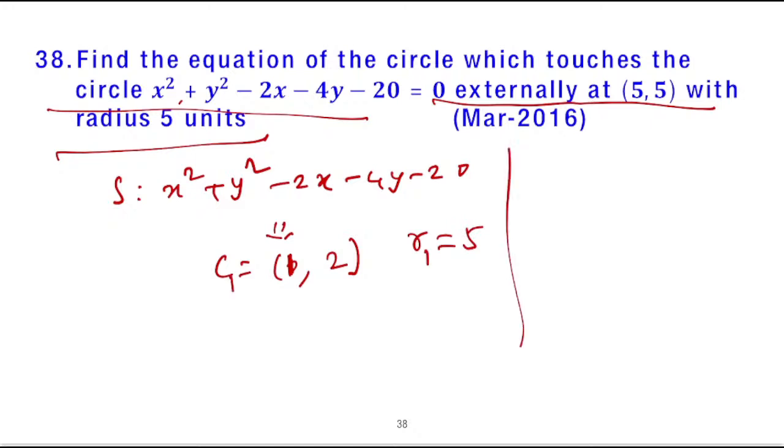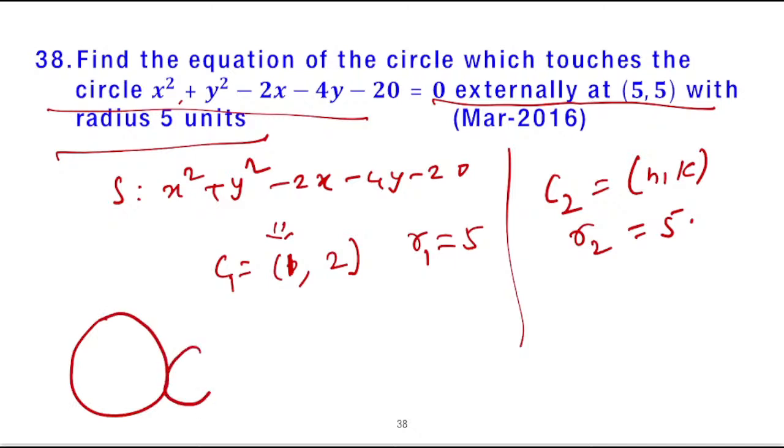Now I have another circle whose center we don't know, assume it is some h comma k, and the radius they gave is 5 units. So what's the meaning of it? Two circles are touching like this. C1, C2, R1, R2. Right? So you just apply all the basic things that are required.